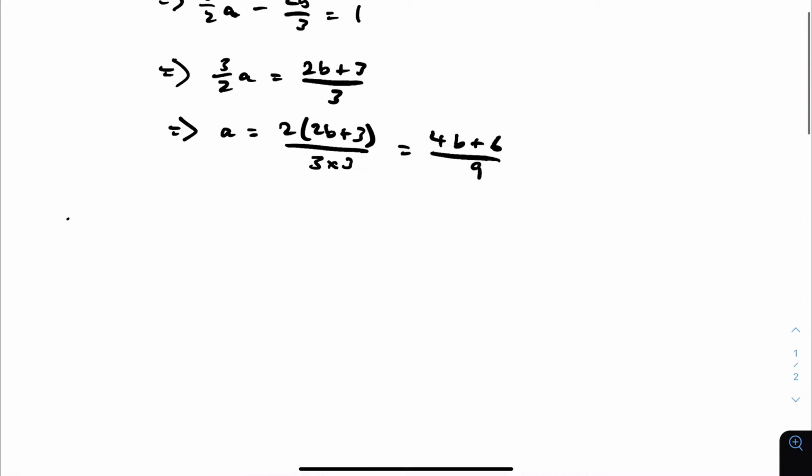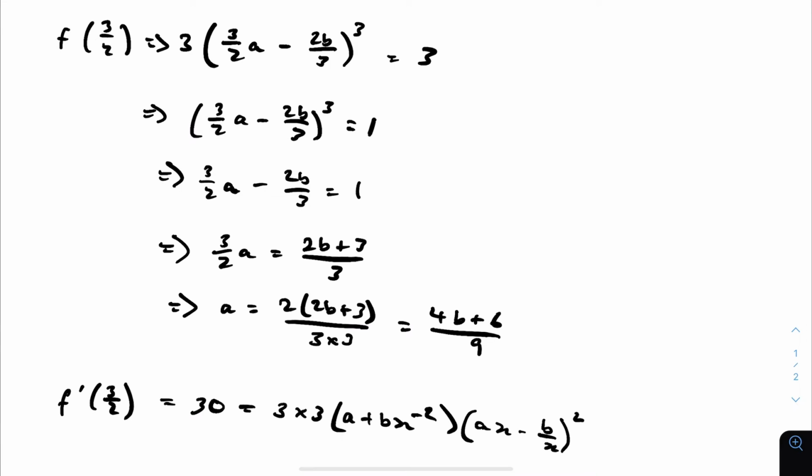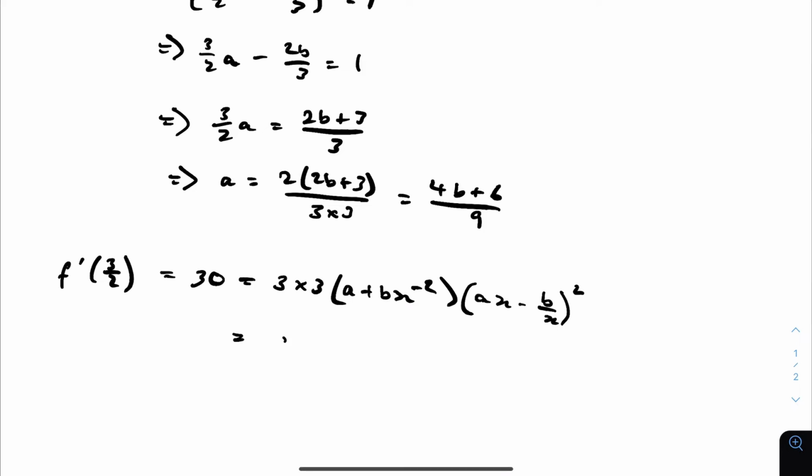The next part tells us that the derivative of f(x) at x = 3/2 is equal to 30. So the derivative is 3 times (a + b/x^2) times (ax − b/x)^2. That's just the chain rule again, which gives us (9a + 9b/x^2) times (ax − b/x)^2.